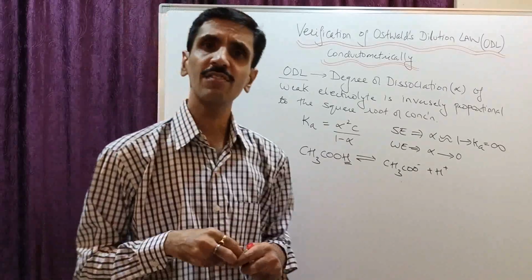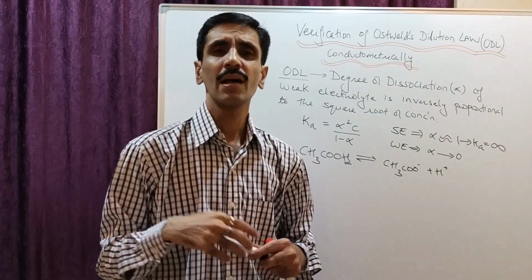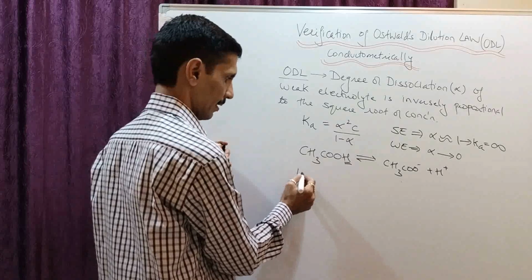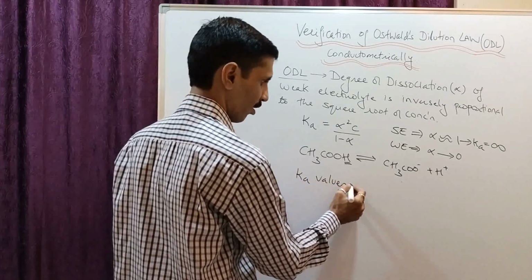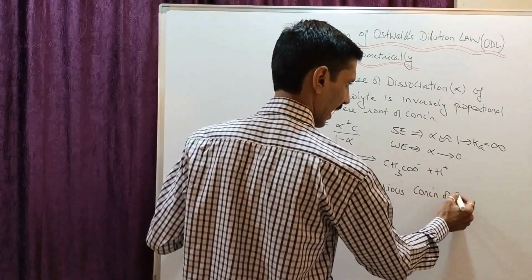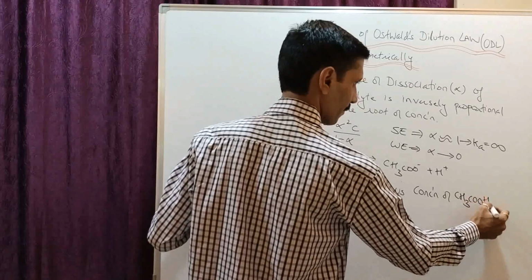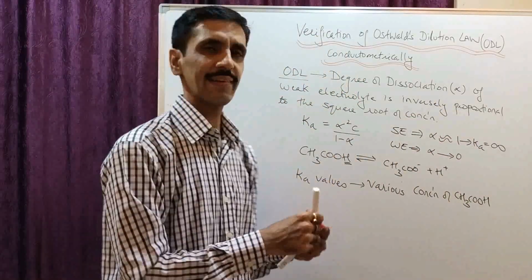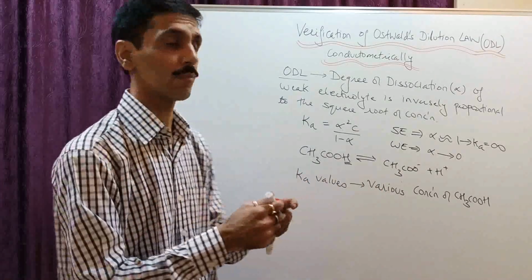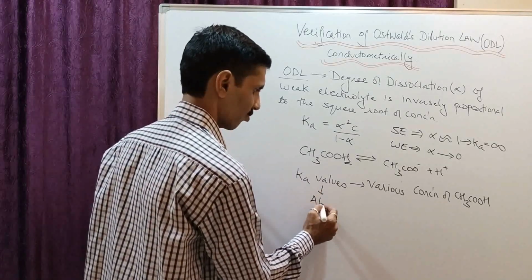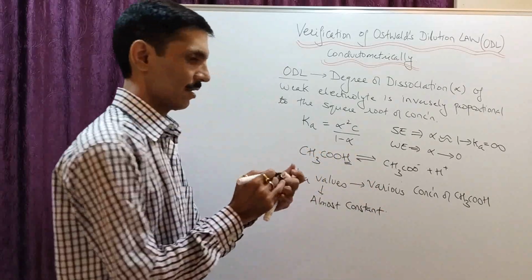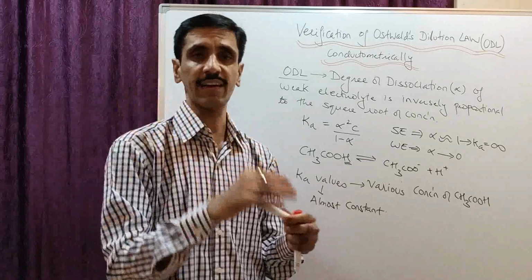Next thing I want to say over here is how to verify this Ostwald dilution law. तो हम क्या करेंगे, we are going to determine the Ka values for various concentrations of acetic acid. अलग अलग कॉन्सेंट्रेशन ऑफ एसिटिक एसिड का Ka वैल्यूज हम लोग फाइंड आउट करेंगे और फिर हम ये देखेंगे कि द वैल्यू इज रिमेनिंग ऑलमोस्ट कांस्टेंट. Ka values remain almost constant for the various concentrations, and this will verify the Ostwald dilution law. तो इस तरीके से हम वेरिफिकेशन करने वाले.